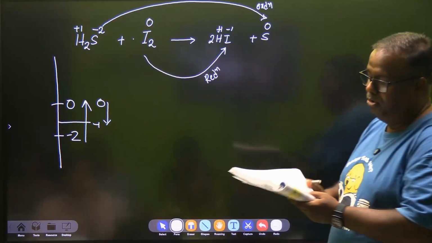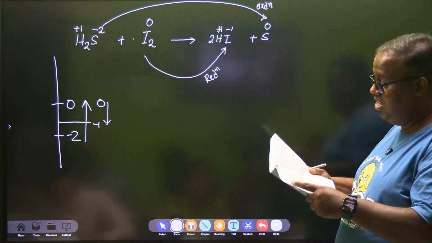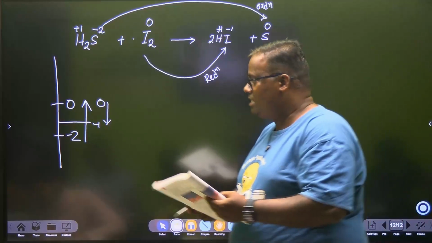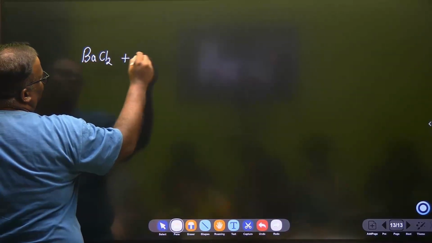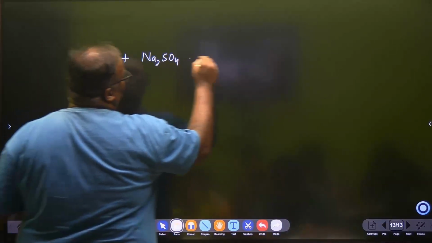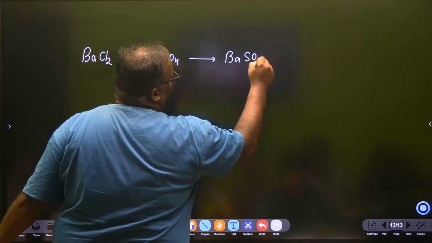Okay, one more. Some dangerous reaction I'm searching. Let's take that double displacement reaction, just give me the example. Barium chloride reacts with sodium sulfate, forms barium sulfate plus sodium chloride.